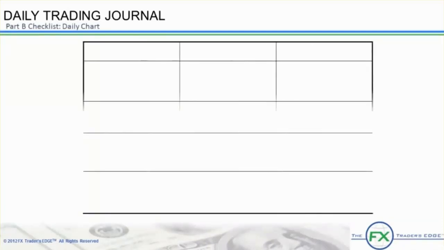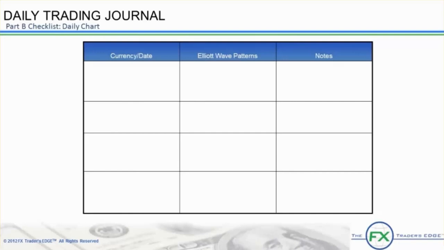Part B of the checklist, Elliott wave counts on the daily chart. Determine where you are in the wave count on the daily chart and make your projections. Write it down on your chart and on the checklist. For each leg, determine what the measuring objective is and the actual price reached.